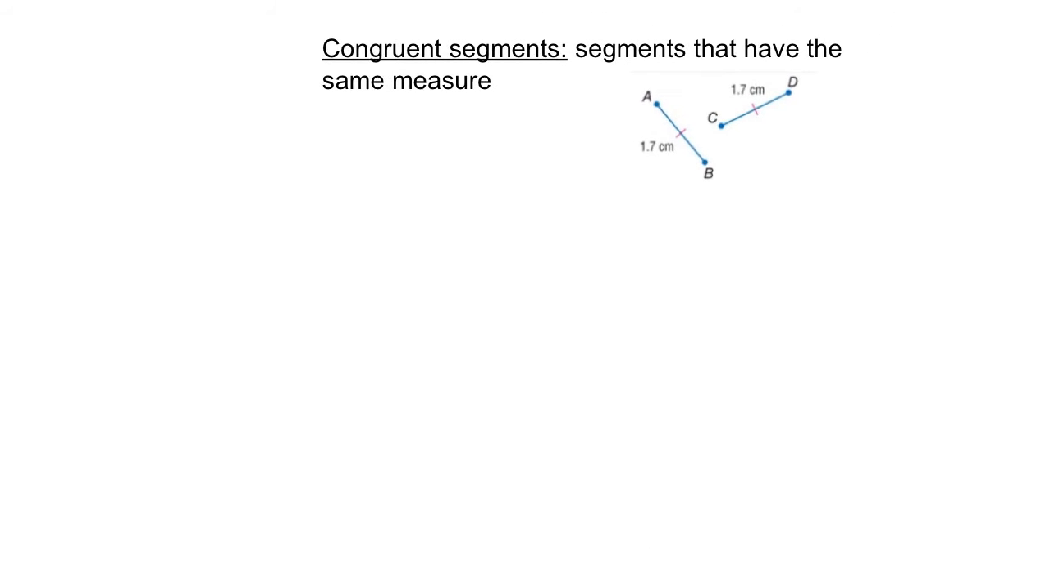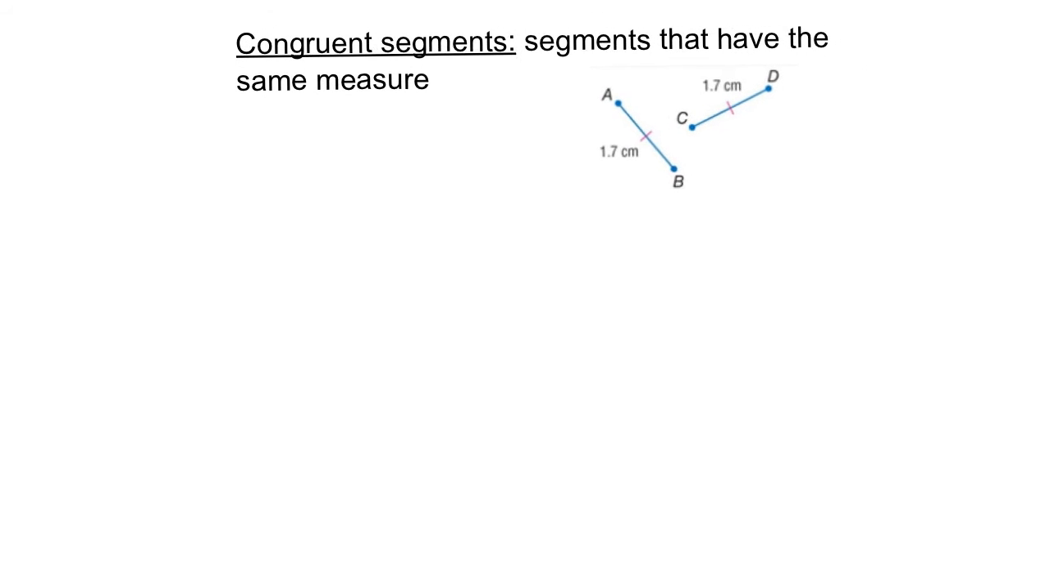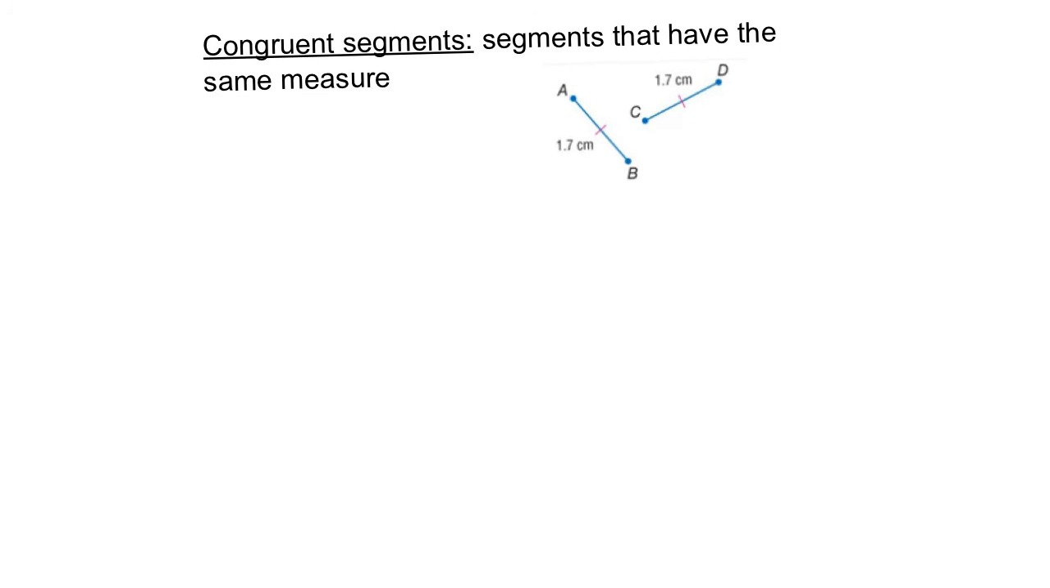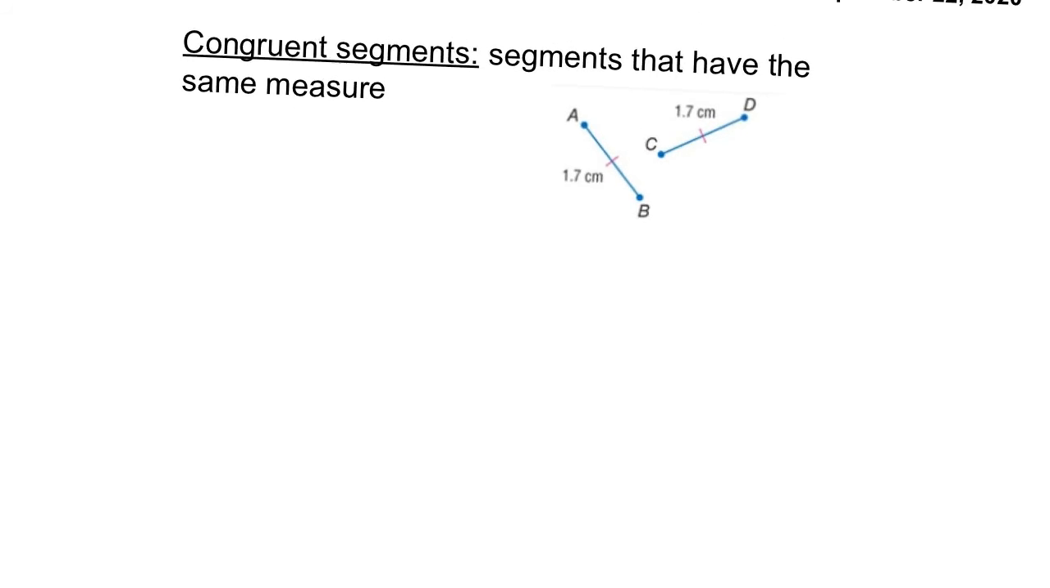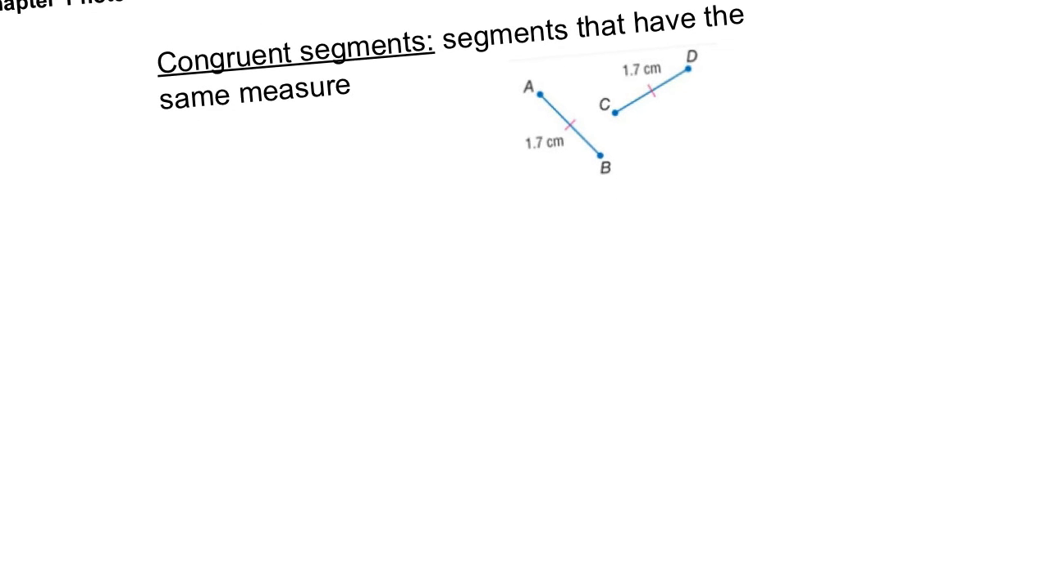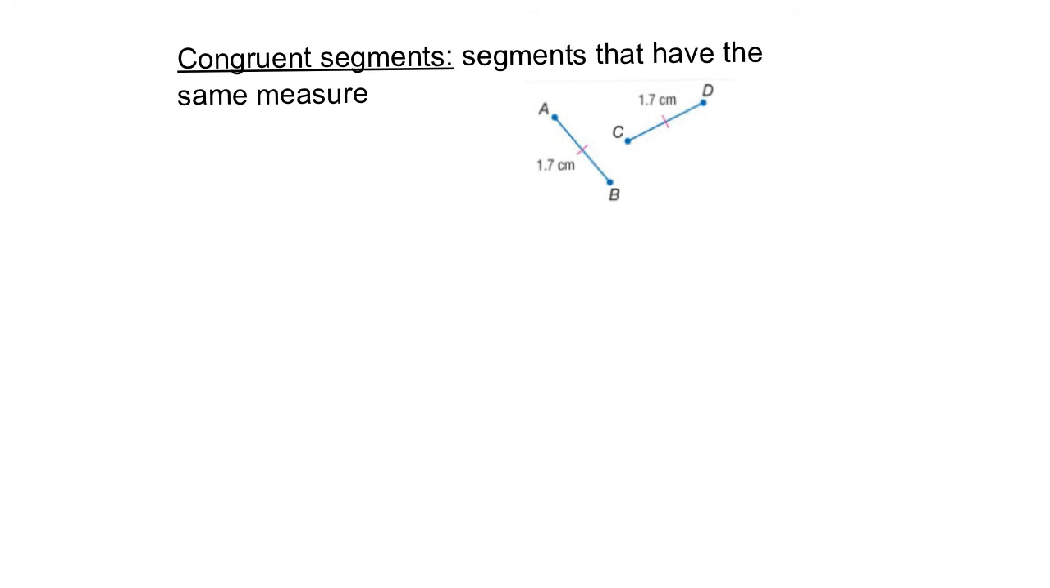Okay, next part of this lesson, very powerful statement, very powerful definition, congruent segments. Okay, in geometry we say that triangles are congruent. In algebra we say numbers are equal, but in geometry we say triangles are congruent. We say segments are congruent. Okay, so what does this mean? Congruent segments are segments that have the same measure. Let me repeat this again. Congruent segments are segments that have the same measure.